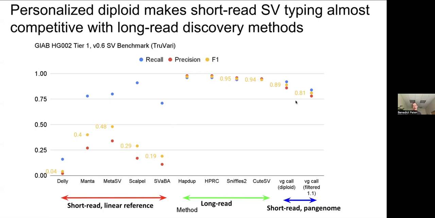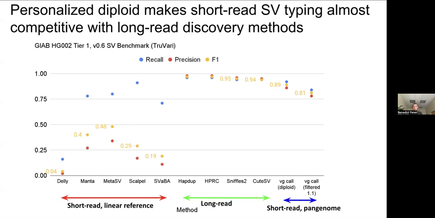Now, if you look at previous, this is a Genome in a Bottle benchmark. Previously, with short reads, the accuracy, the highlighted yellow here is F1 score. The accuracy of short read structural variant callers is abysmal. And it's abysmal not because the methods are bad, it's because the problem is just inherently extremely difficult, right? It's extremely difficult to discover complex variations that are much larger than your read length using short reads.